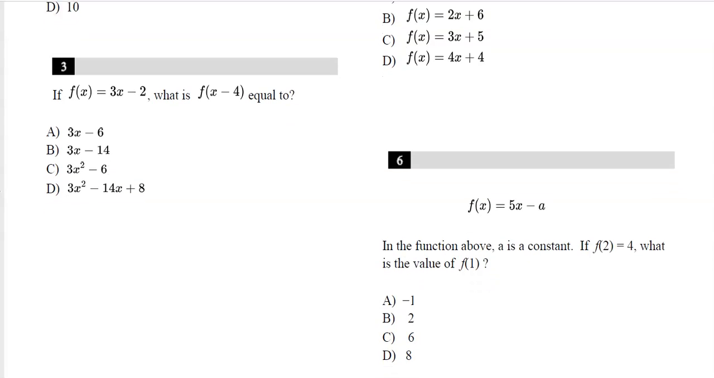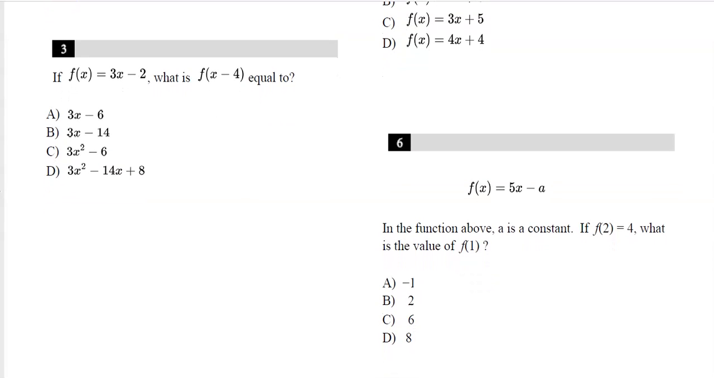All right, moving on to number 3. Now, instead of putting a number in, we're actually going to put the whole expression in. So we're going to put this entire expression here in place of that x. So we're going to yank that x out, and we're going to put in place of the x, x minus 4. And then don't forget about the minus 2 at the back side. You got to do that.